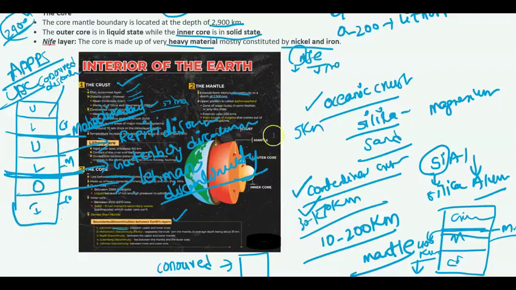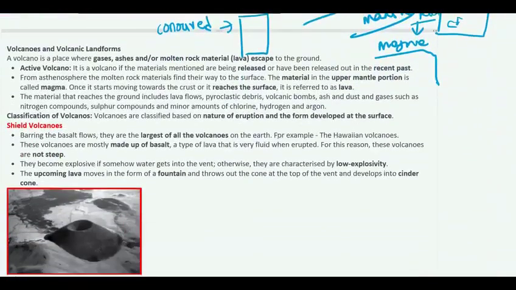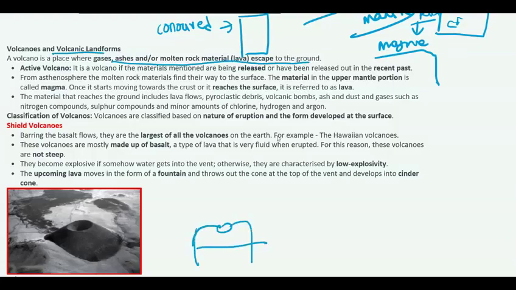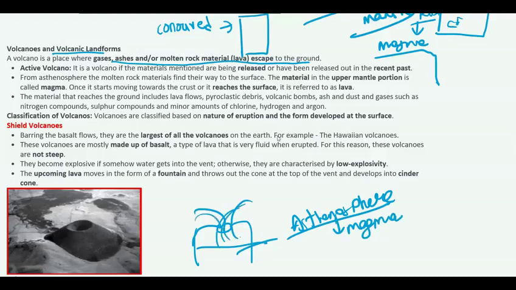Let's talk about the next part: volcanoes and volcanic landforms. A volcano is a place where gases, ashes and molten rock material escape to the ground from the earth's interior, mainly from the asthenosphere. As we discussed, the asthenosphere is the main source for the magma. So a volcano is the eruption, or the place where the gases and ashes come from the earth's interior to the earth's surface.